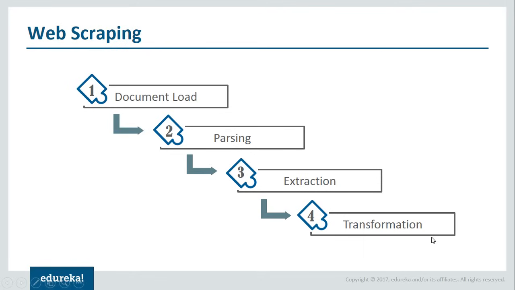And the last is transformation. Here it basically converts the data into useful formats. For example, you can change the type. If you have a date string and you want the output as a date, you can transform it into any form. So these are the steps which are involved in doing simple scraping.